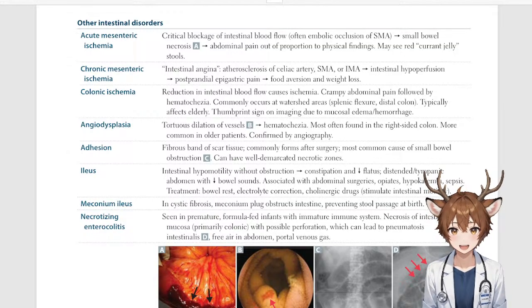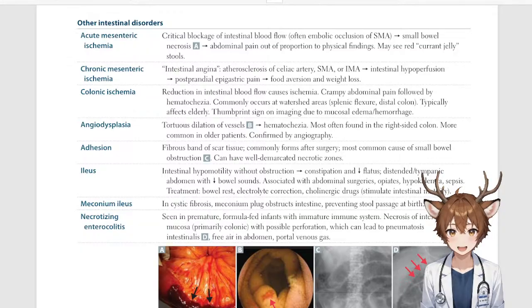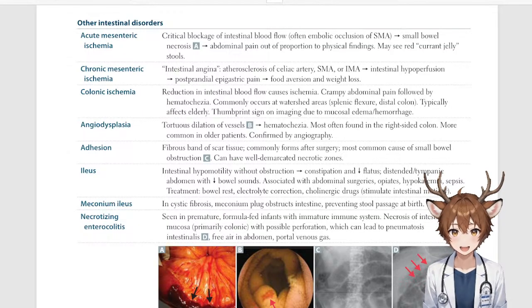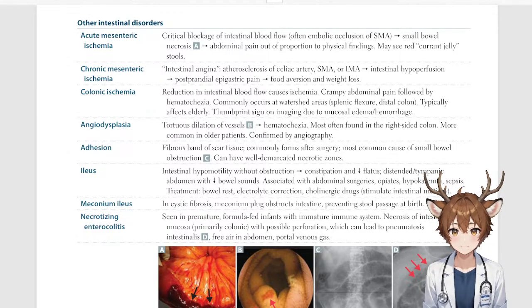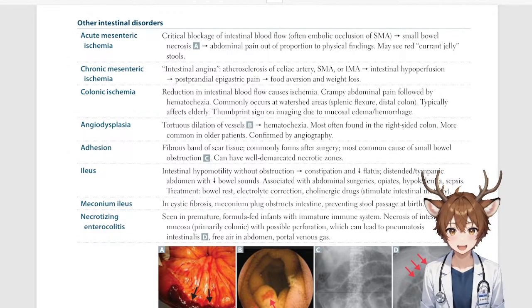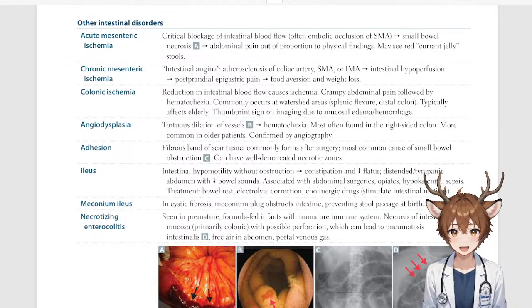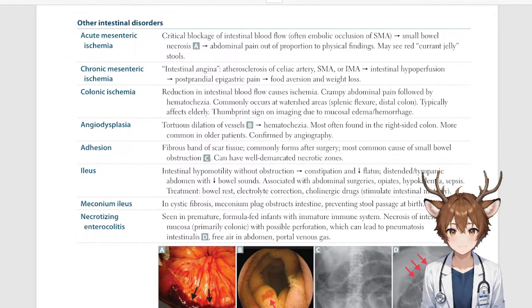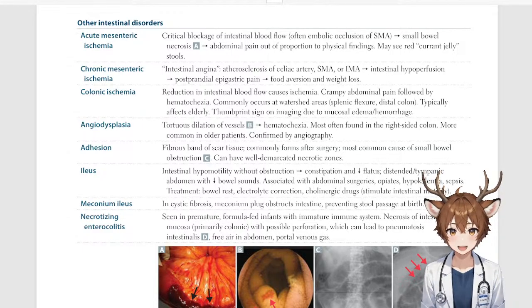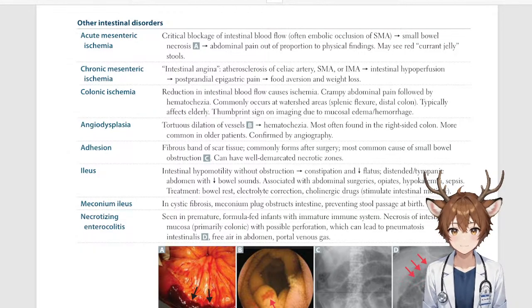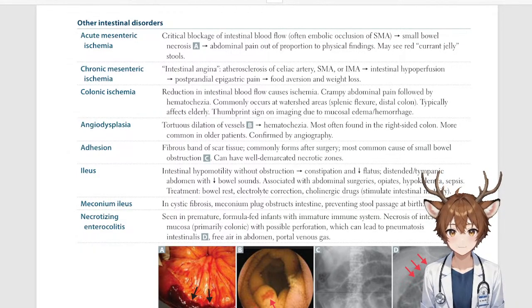What about other intestinal disorders? For other intestinal disorders, we have acute mesenteric ischemia, a critical blockage of the intestinal blood flow, often embolic occlusion of the SMA, leading to small bowel necrosis, as you can see in the picture in A. Abdominal pain out of proportion to physical findings, may see red currant jelly stools. Risk factors include AFib, atrial fibrillation, peripheral arterial disease, PAD, recent myocardial infarction, i.e., MI, or congestive heart failure, CHF.